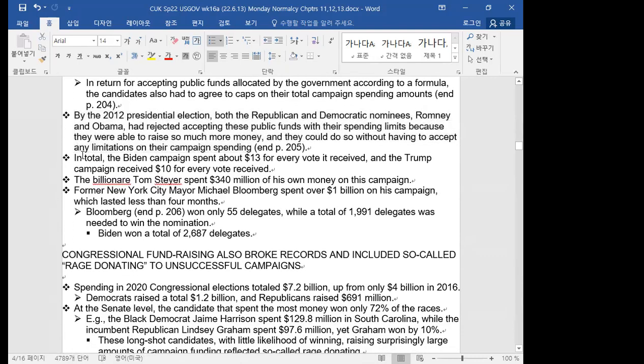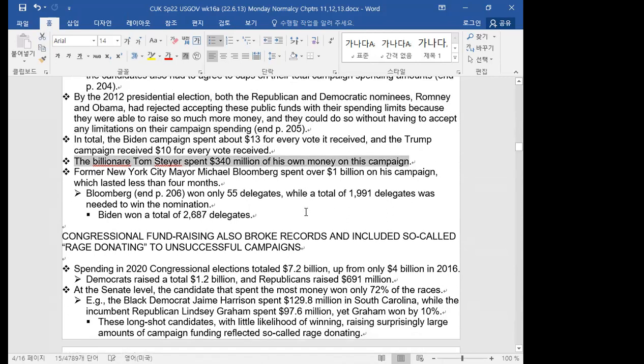So in total, the Biden campaign in 2020 spent about $13 for every vote it received, and the Trump campaign spent $10 for every vote it received. The billionaire Tom Steyer, who ran for president as a Democrat in the primary, spent $340 million of his own money on his campaign, and of course he lost.